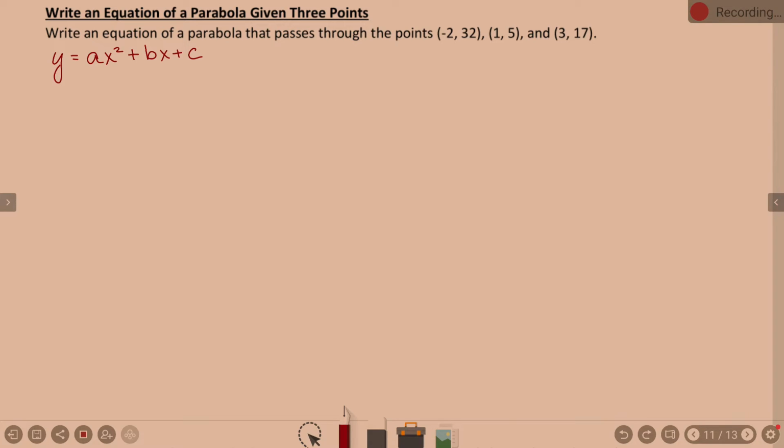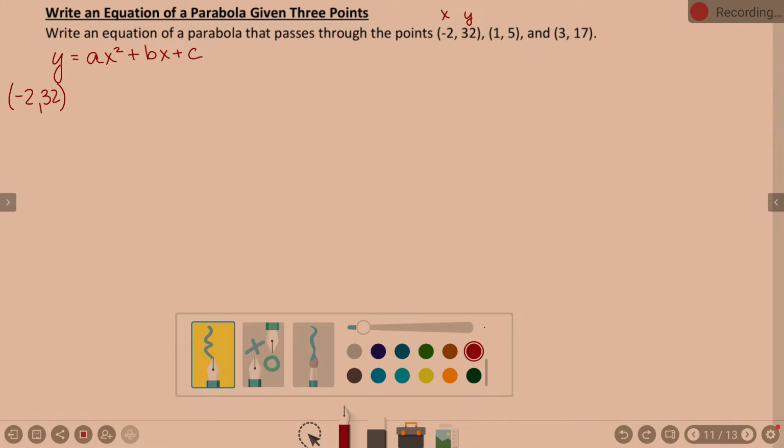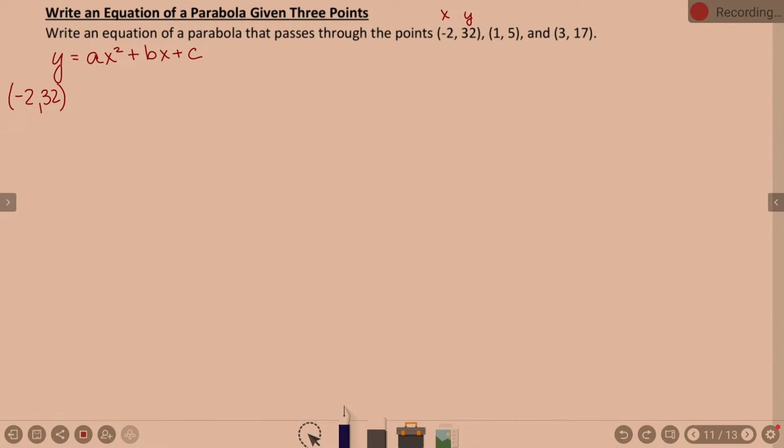Okay, so y equals ax squared plus bx plus c. Standard form here. Now, in an ordered pair, what are we provided in the ordered pair negative 2, 32? That is an x and a y. Over here, what we're going to do is take that, negative 2, 32, and plug those values in for x and y.